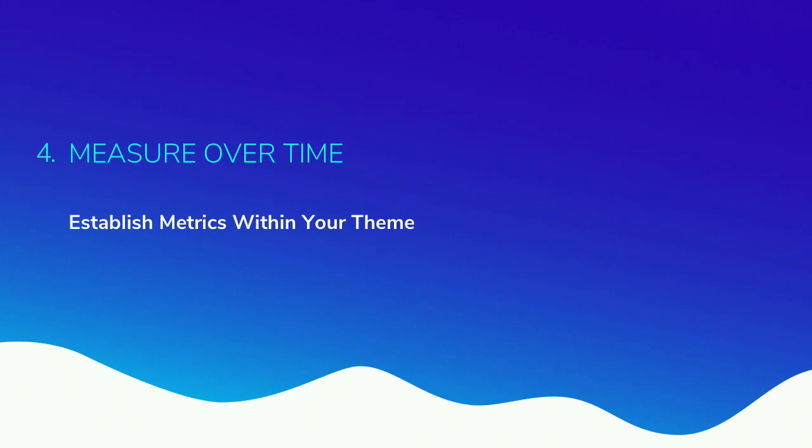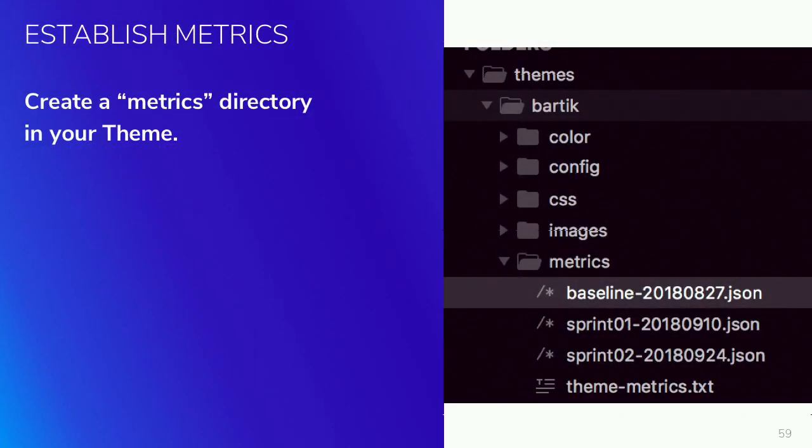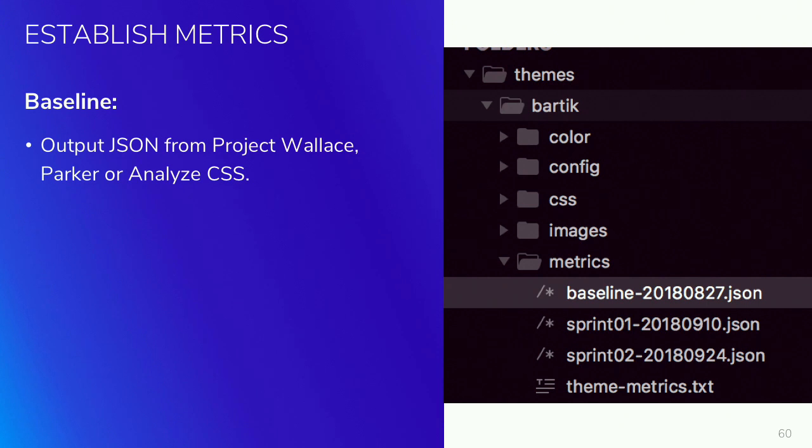Okay. Ultimately, we want to establish the metrics within our theme, and we're going to measure this over time, and these tools do a great job with that. So what I'm proposing is inside of your theme folder, you make a metrics folder. And what you do is you use one of these tools, output that JSON, and put it right in that metrics folder. So right away, you leave here, you make a cut of a baseline of where your theme is at. It'll measure your size, your specificity, it'll do all of that.